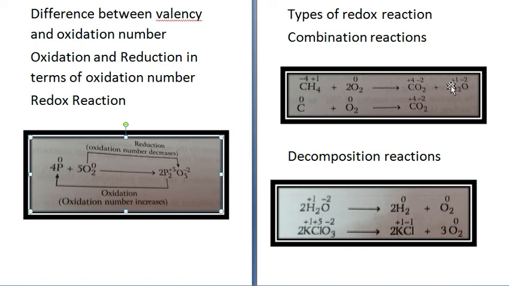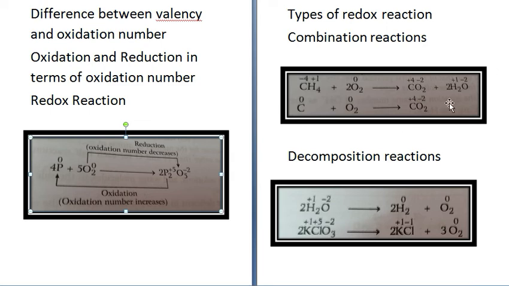A compound is formed by chemical combination of 2 or more elements. So all combustion reactions come under the category of combination reaction. For example, CH4 plus 2O2 gives you CO2 plus 2H2O. In this case, carbon's oxidation state was -4. From -4 it has become +4. Hydrogen's oxidation state is +1, and it has remained +1. Hydrogen's oxidation number doesn't change. Oxygen was in uncombined state, so it was 0. From 0 it has become -2.